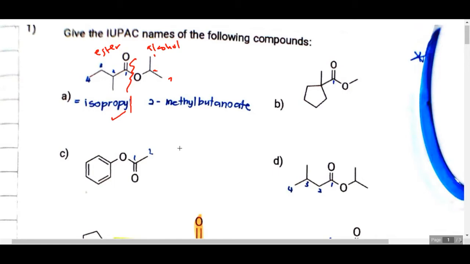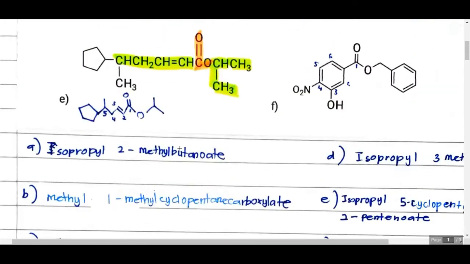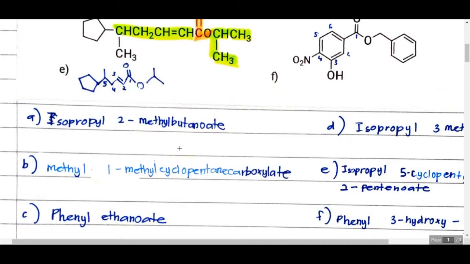And then for the ester part, we have the longest chain of 4, and there is a methyl group attached to the second carbon. So 4 carbons is butanoate. We change it into butanoate. There is a substituent located at number 2, which is the methyl group. So when we arrange it, it will become isopropyl 2-methyl butanoate. Okay, there will be 2 words. The first one is representing the alcohol, the second one representing the ester. So this is the correct one. Right, isopropyl 2-methyl butanoate.